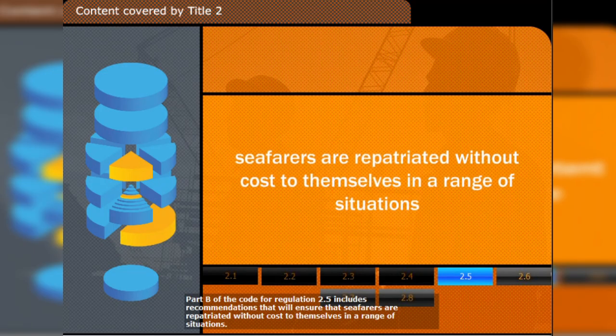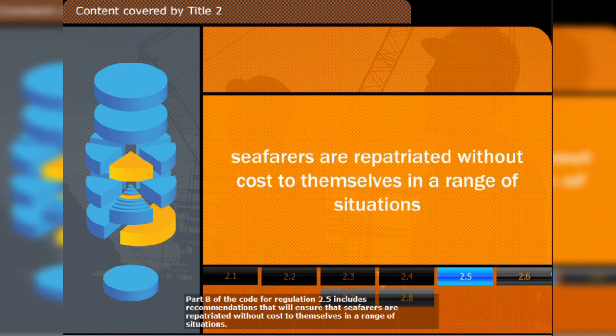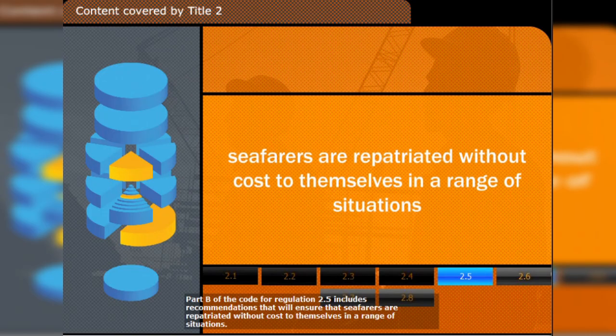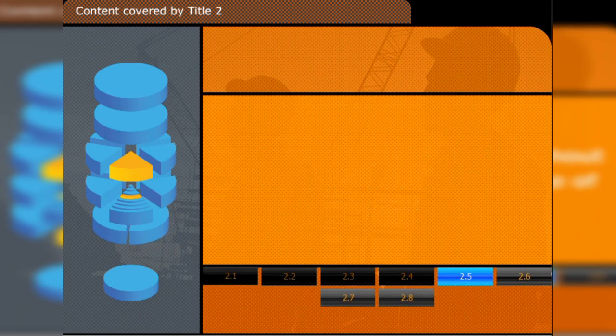Part B of the Code for Regulation 2.5 includes recommendations that will ensure that seafarers are repatriated without cost to themselves in a range of situations.